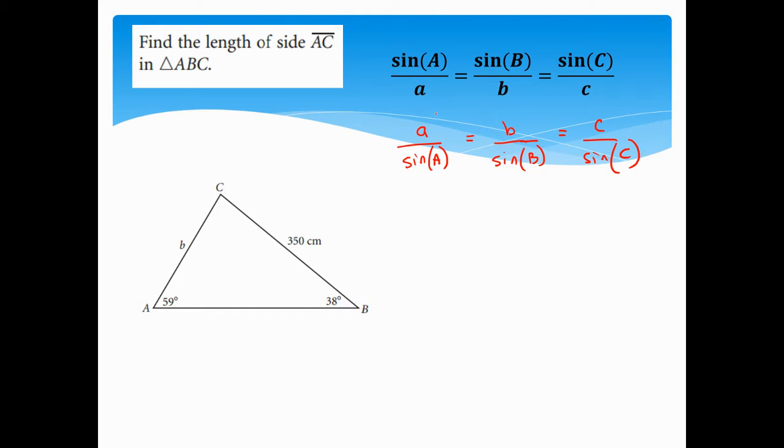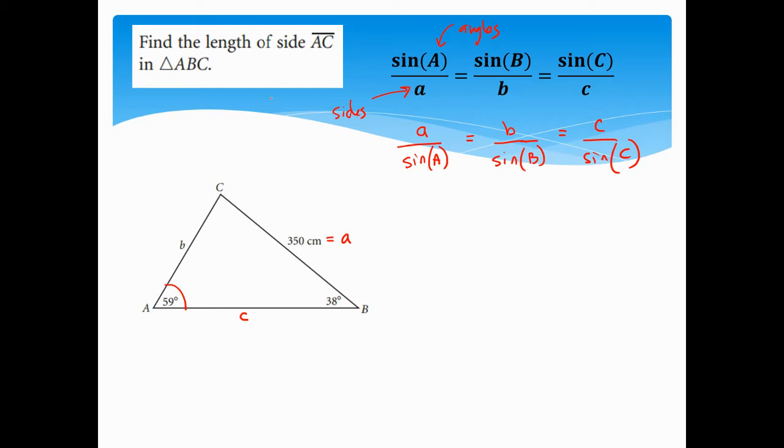Okay, and now what these stand for is the capital letters stand for angles, and the lowercase letters stand for sides. So if capital A is 59, then lowercase a is 350, and then so on this side would be lowercase c. So that's what the letters stand for.